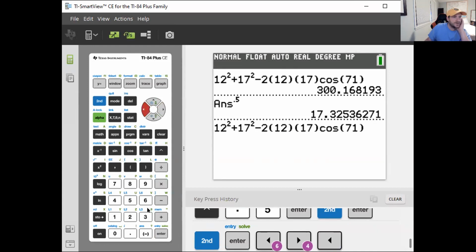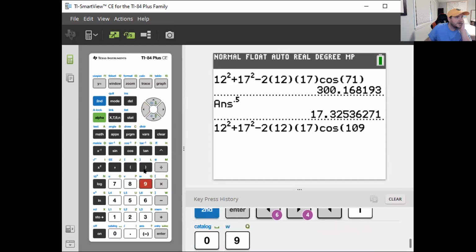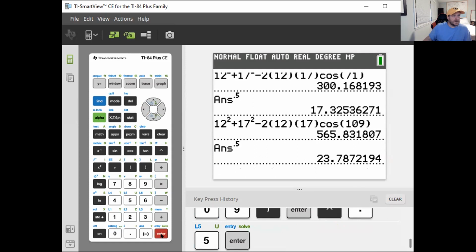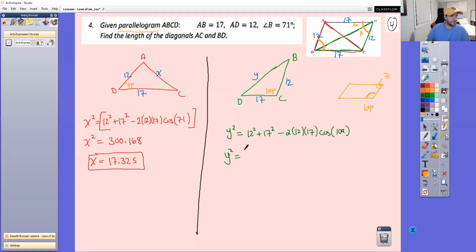So we'll turn that 71 into a 109 and we'll get our new value, the 565. And we'll raise that to the power of a half, get our answer. So there, hopefully that trick serves you well. It's something you want to keep in your back pocket. It's pretty useful for saving time. So anyway, we now have the 565.832 technically. And when we take the square root, we get 23.787.